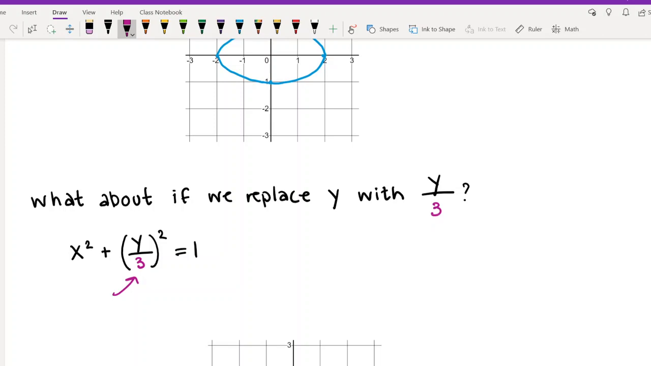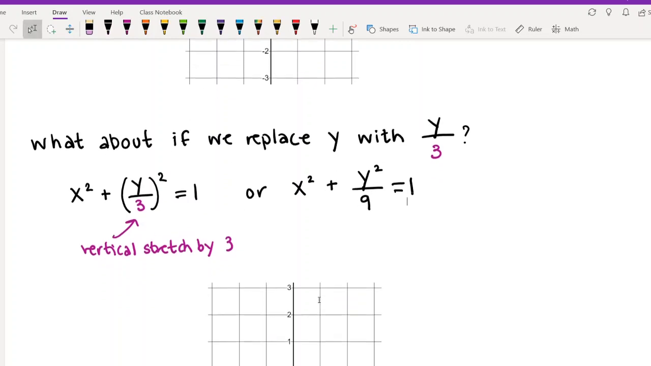And so if we take y and divide it by 3, that's going to give us a vertical stretch by 3. If you wanted to write this equation more nicely, you would write it as x squared plus y squared over 9 is equal to 1.